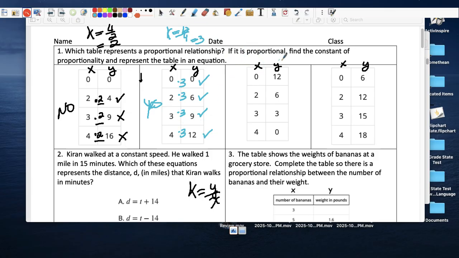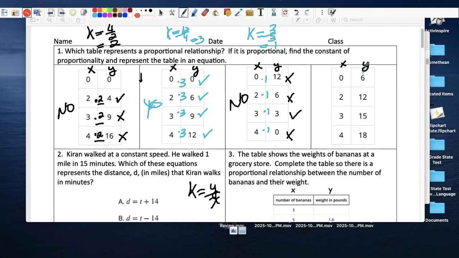This one, k equals, let's pick this one, 3 over 3, which means the constant of proportionality is 1. So I can come back here and say times 1, times 1, times 1. But let's confirm. That's not true. 2 times 1 is not 6. 3 times 1 is 3. 4 times 1 is not 0. So is this a proportional table? No.